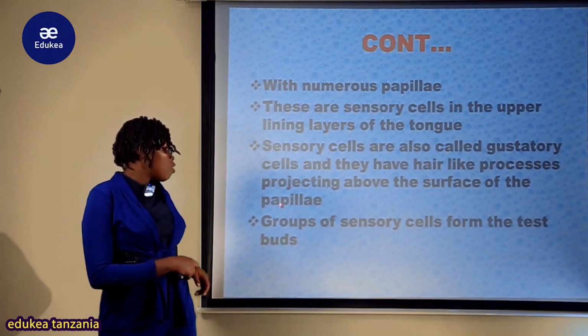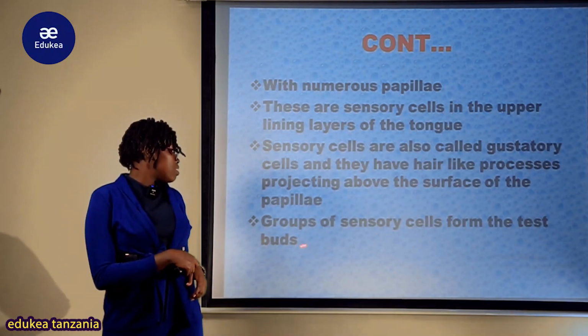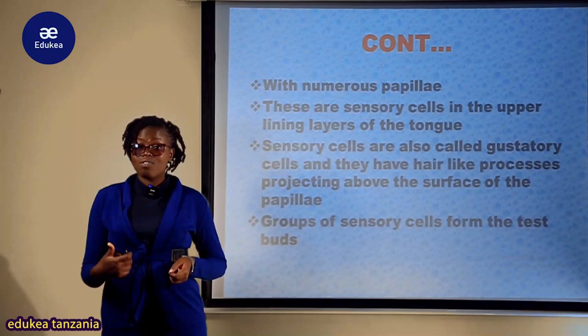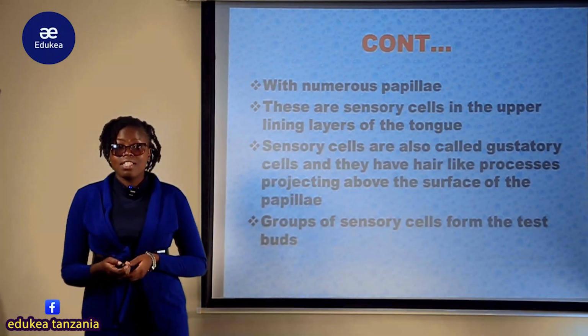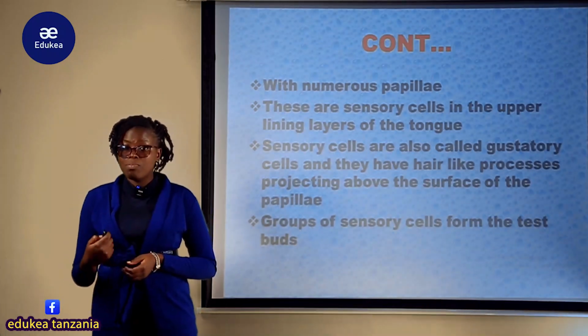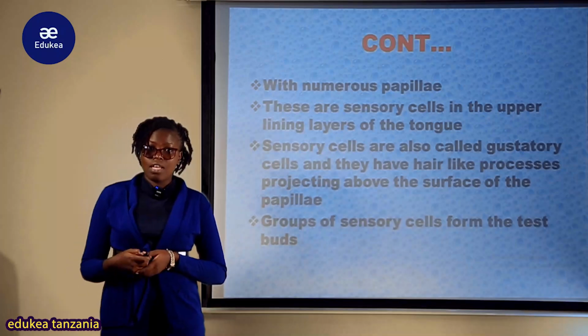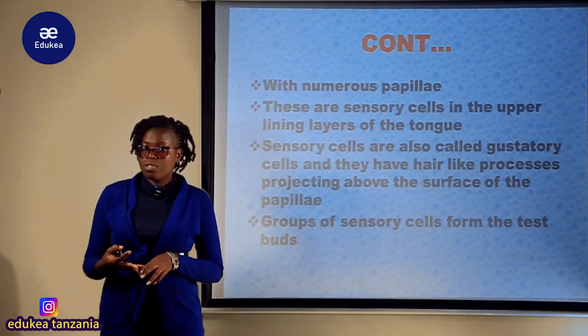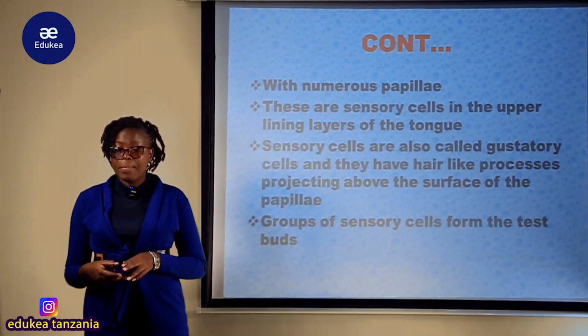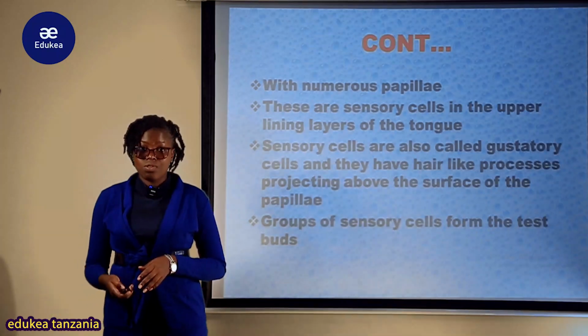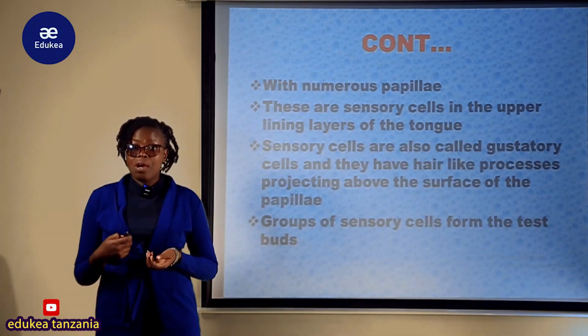So the group of sensory cell form the taste bud. So this group of the gustatory cell of sensory cell inatengeneza the taste bud. Ambazo taste bud may be specialized for different kind of the taste. Kwa hivyo kuna salty, kuna sweet, kuna sour, kuna umami. Na kila region ya ulimi inakuwa na kazi yake.